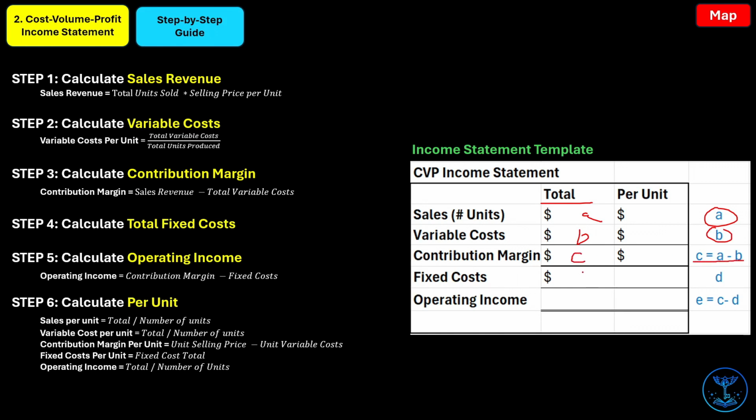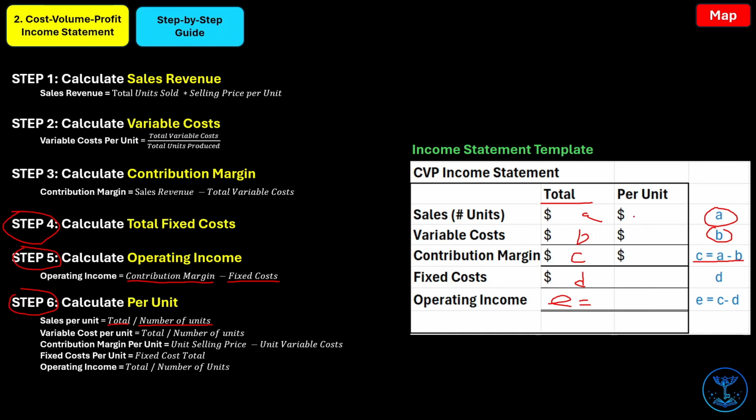And then you find your fixed cost. This would be step 4 right over here. Then you calculate step 5 by doing your contribution margin, so C minus D. As you can see here, contribution margin minus fixed cost. And to find the per unit, looking at step 6, you just do your total divided by the total number of units that you have.